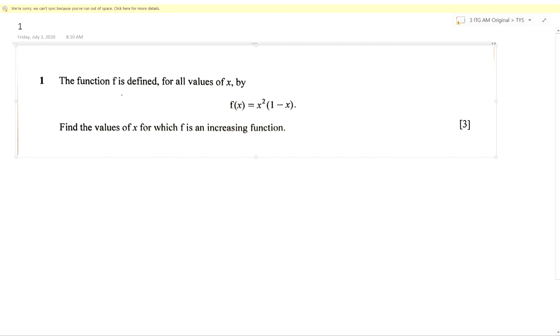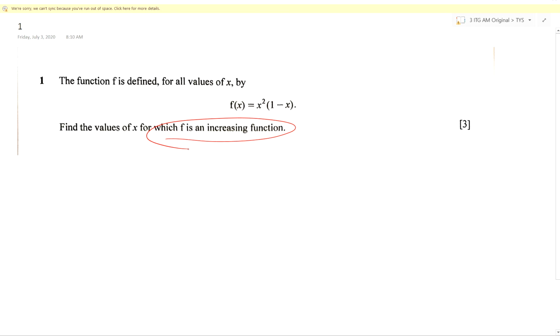So they tell us it's a function. You input something, it outputs something. So you input x values, and it will return us a value. And it is defined for all values of x, and this is the relationship. Find the values of x for which f is an increasing function.